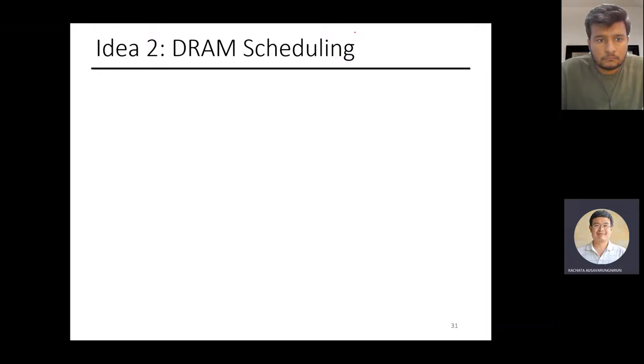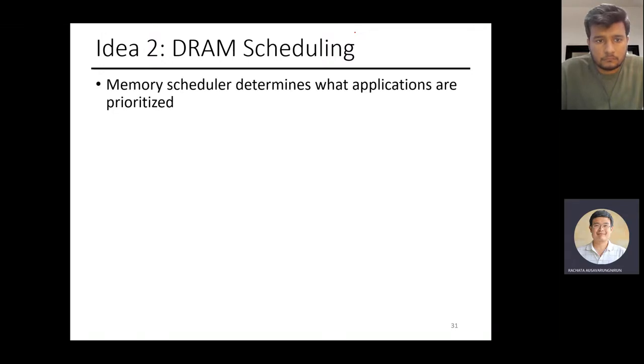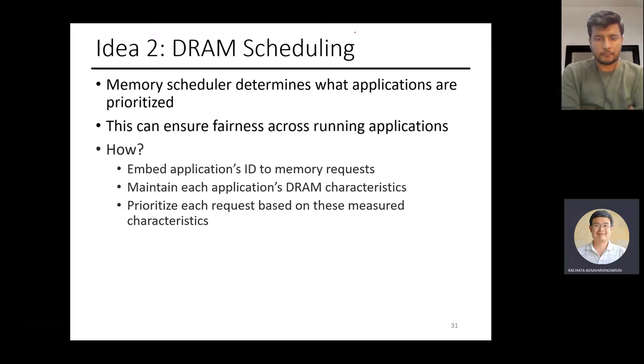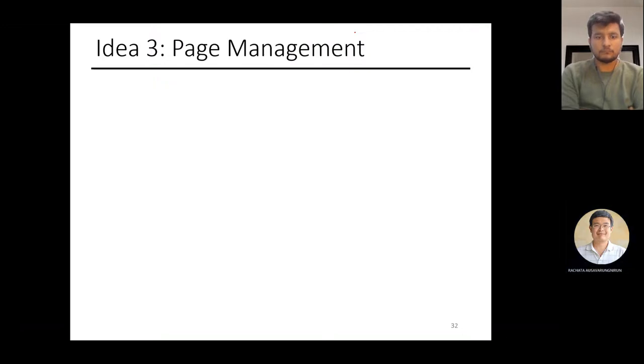We are gonna briefly go over this because we went over this already in the DRAM lecture. You can use the memory scheduler to determine what application should be prioritized. This can ensure fairness when you run multiple applications. How do we do this? You would embed the application ID and track the application behavior in a way that you can prioritize properly what application should get more service and what application should get less service.